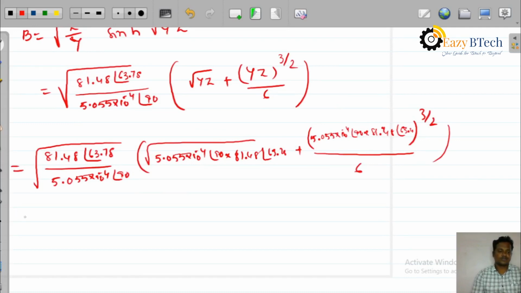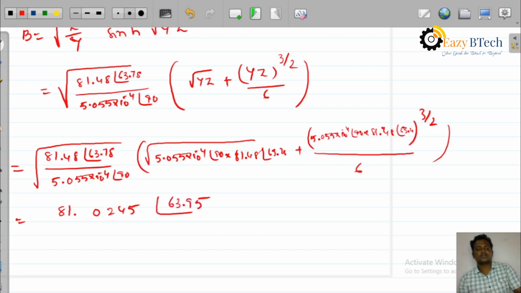After multiplication of all the terms you get B equals 81.0245 at an angle 63.95. Okay, this is B.